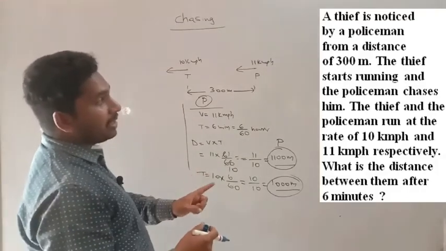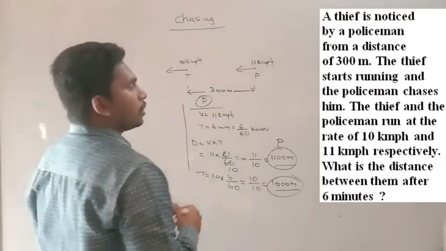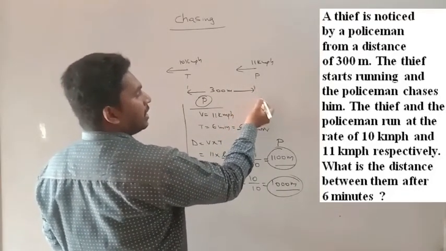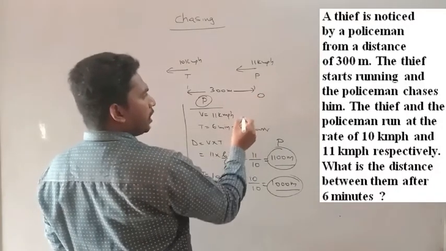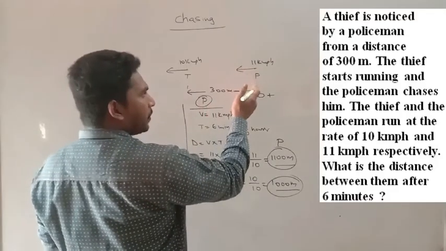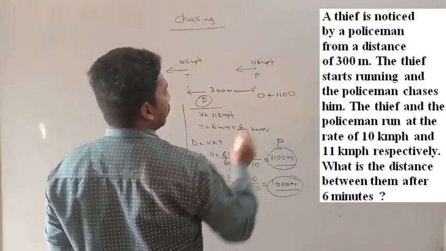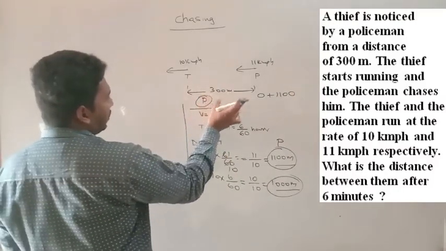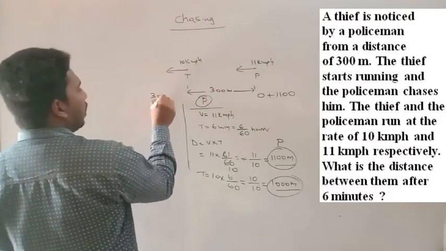Okay, there is some initial distance between them that we should not forget. So for the policeman, is there any initial distance that you need to account for? No. So you can write it as 0 plus the distance traveled by him in 6 minutes, that is 1100, right? And now the thief has some initial distance with the policeman, so that you have to account for.